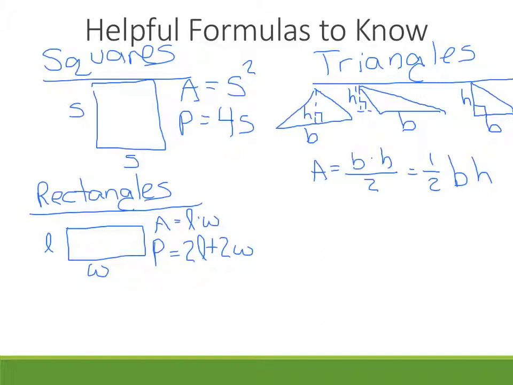The other important thing with a triangle, if you want to find a perimeter, you would just add up all the sides. So we might call this A, B, and C. So the perimeter here would be A plus B plus C.